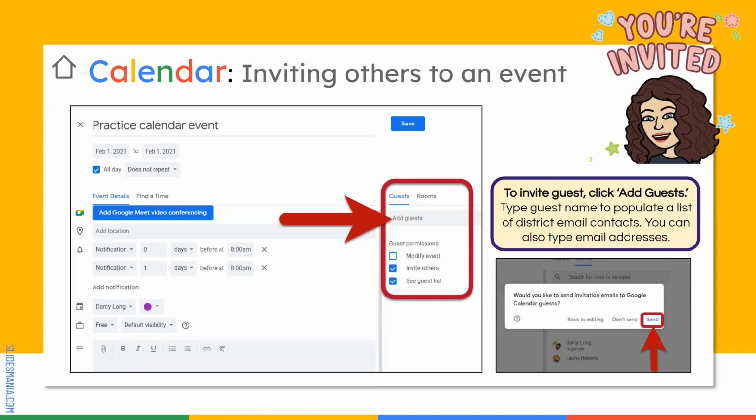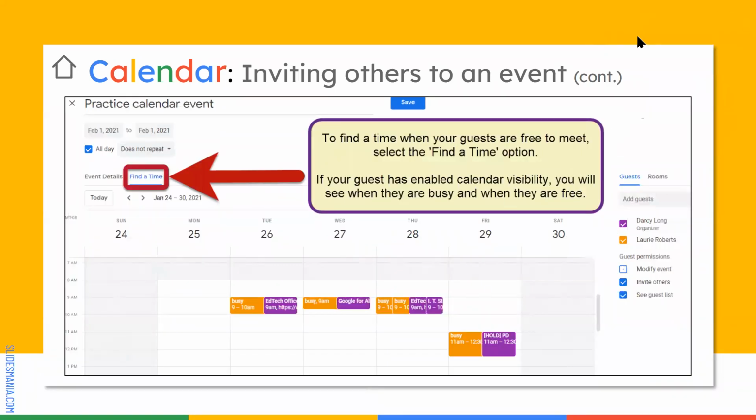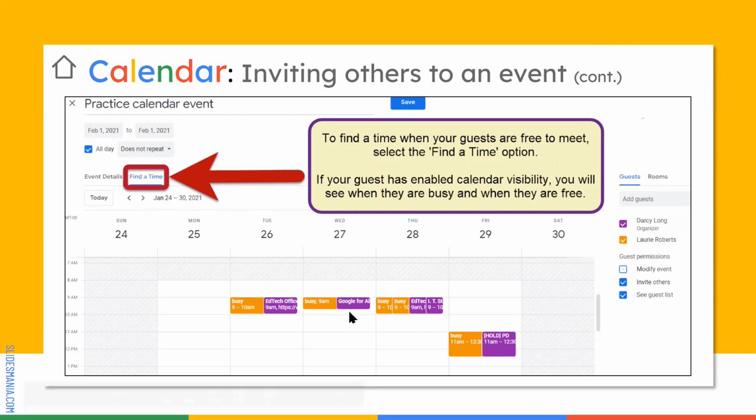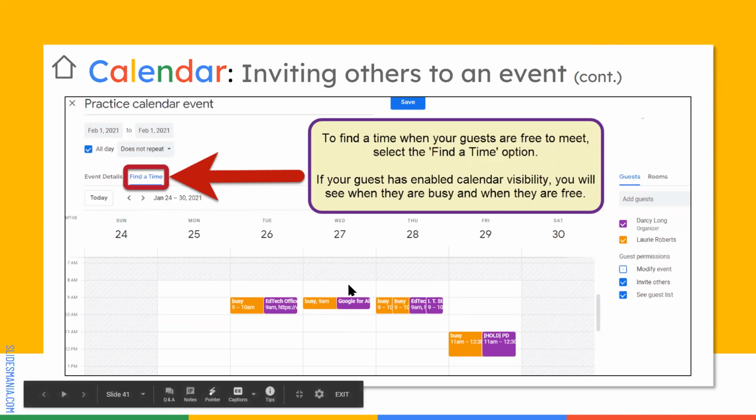Let's see, I think that's the only thing. Oh, okay. I did know there was a second slide to this. And I don't want to go down a rabbit hole, but sometimes you don't have the opportunity to coordinate a meeting time with the other guests. Say you only have 1 or 2 other guests and finding a common time that you have open is not easy, you can select find a time. If that person has made their calendar public to the district, then you will be able to see what slots they might have open so that you can suggest a time. And that's a really cool feature.